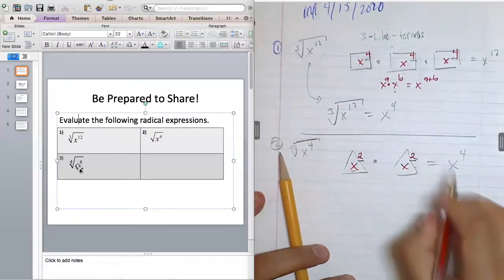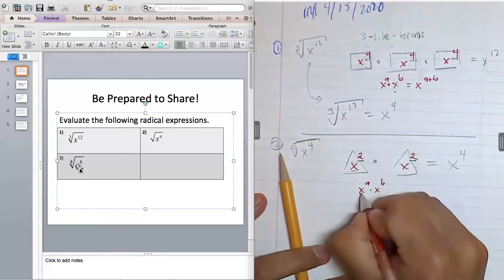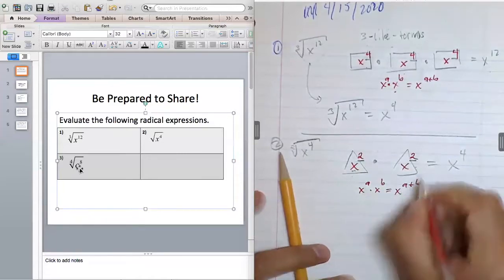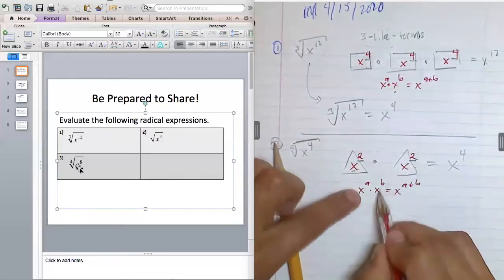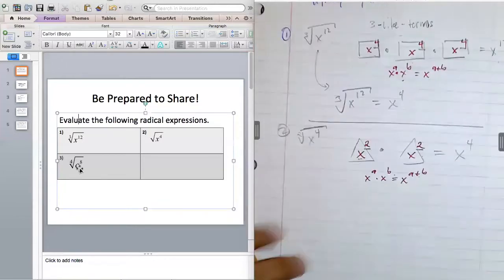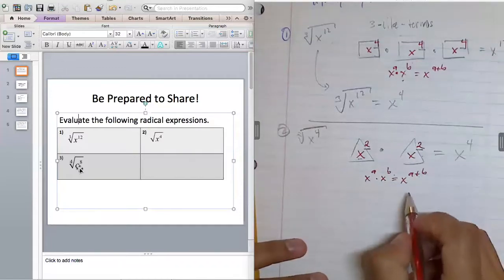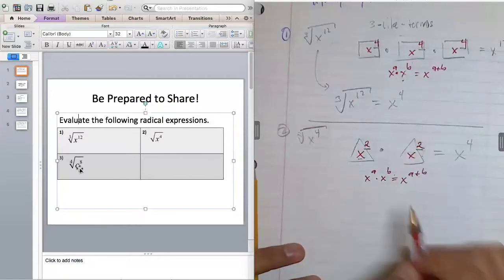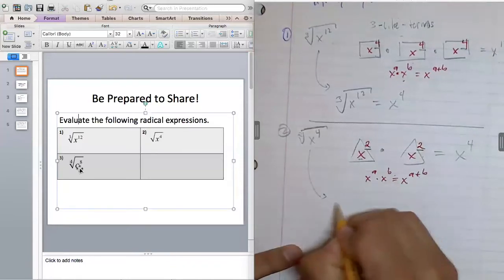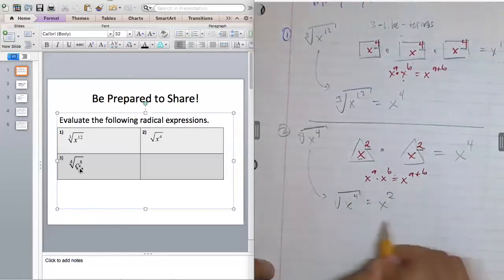And the rule, again, that we're using is x to the a times x to the b is equal to x to the a plus b. So with like bases, all you're doing is adding the exponents. I'll write a table where you can refer to all these exponent rules. So back to this. The square root of x to the fourth is x squared. Cool.